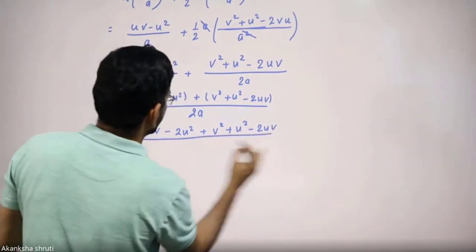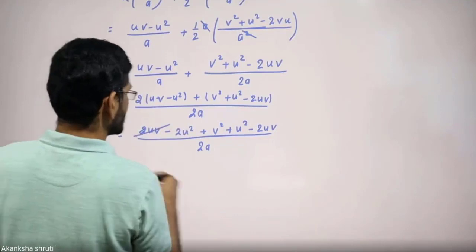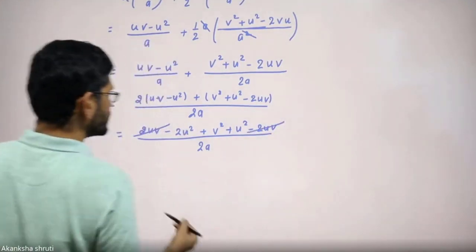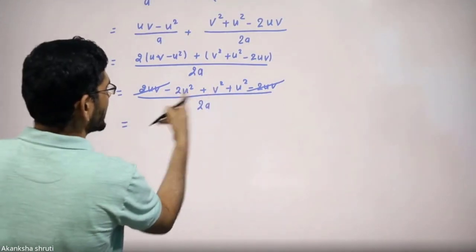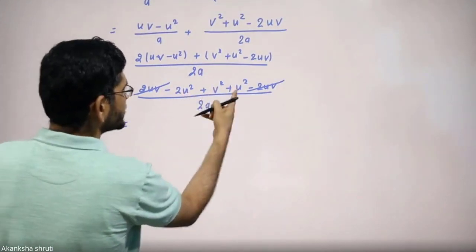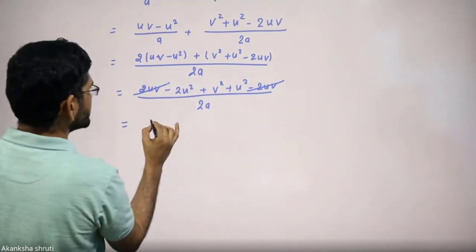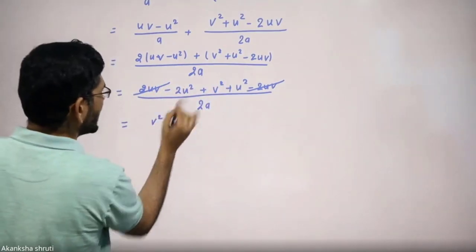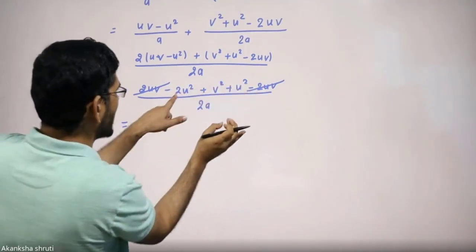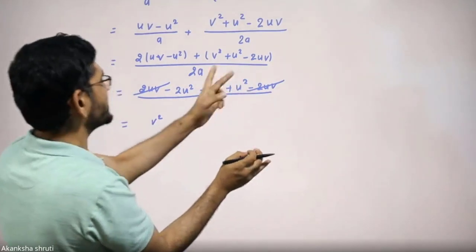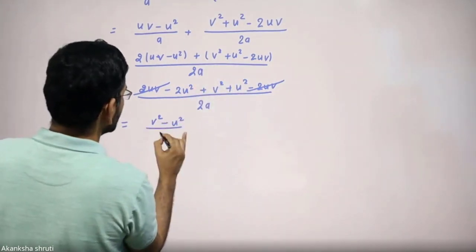In the denominator we have already 2a. Here we are getting 2uv and minus 2uv, which have opposite signs, so they get cancelled. Students, this v square, then the like terms u square and u square: it is minus 2u square plus u square, which becomes minus u square only, and the denominator is 2a.